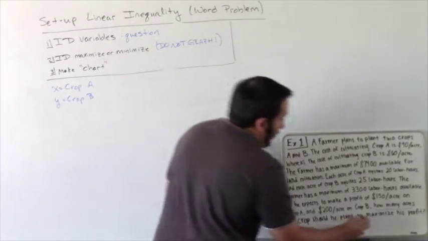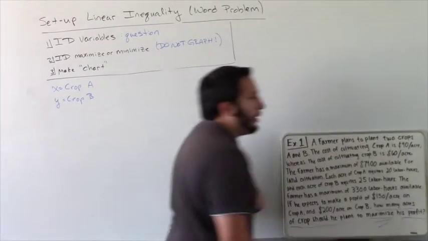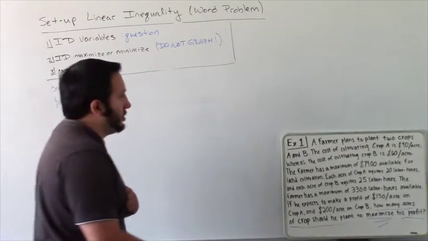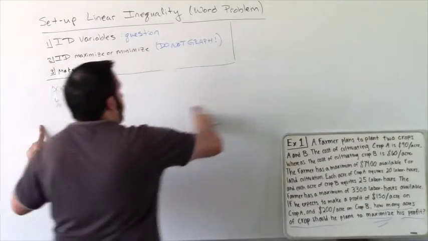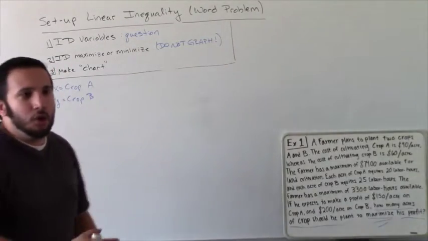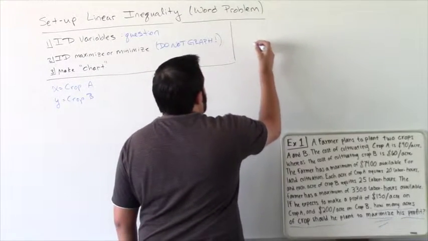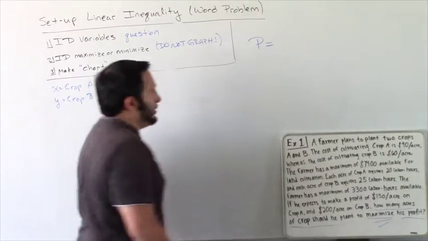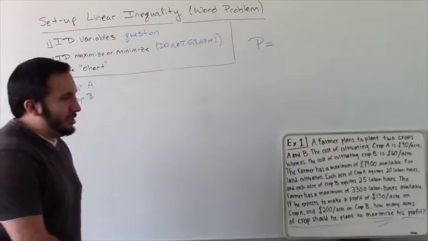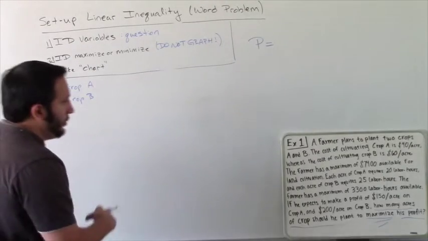Well, it says here, I'm trying to maximize his profits. Profit is what you're maximizing. Now, what I'm going to do is put it way off to the side. That way, I'm not tempted to try to graph it or make it an inequality, because it's not an inequality. Profit is what I'm trying to maximize. And so let's see if I can find what the profit is for crop A and B within the problem.